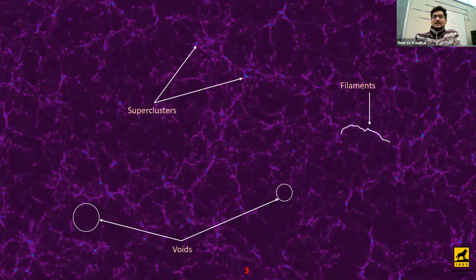This is a large-scale structure, and it has basically 3 types of structures: superclusters, which you can see in the middle upper side. Superclusters consist of clusters of groups of galaxies, and then we have filaments, which consist of a lot of superclusters, and they are thread or sheet-like structures. And then you have voids, which are highly underdense regions of the universe where there is no structure present. Next.